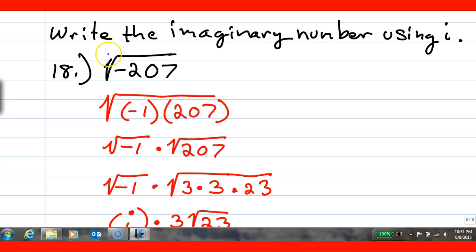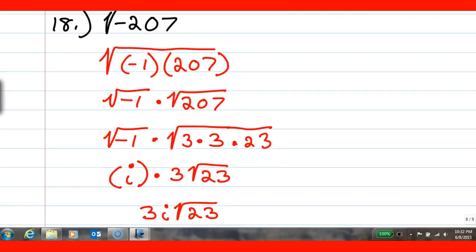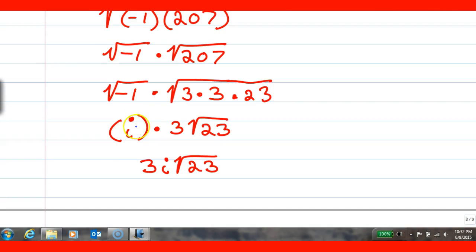So when I pull this apart, I have, under the radical sign, a negative 1 times a positive 207. So I can pull them apart. The square root of a negative 1 times the square root of 207. The square root of a negative 1 is an imaginary number, which we represent with the i. On the other side, the 207, I can break that down to prime numbers. So I end up with a 3 times a 3 times a 23.